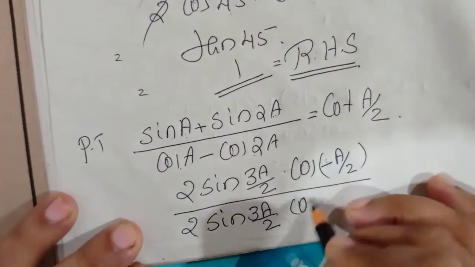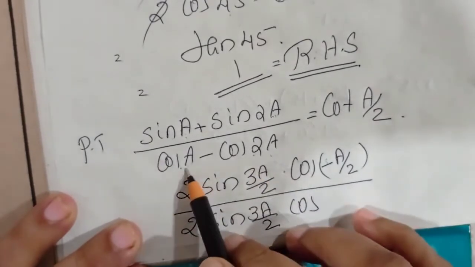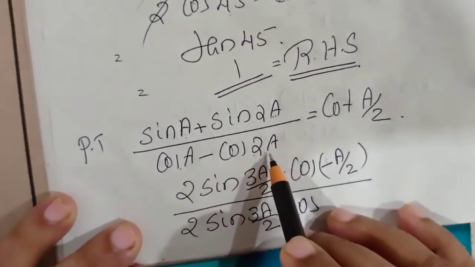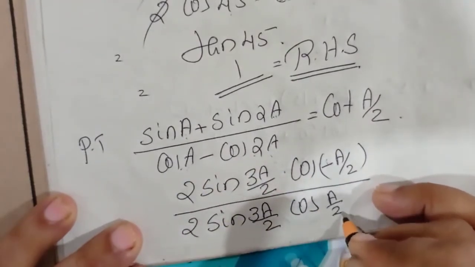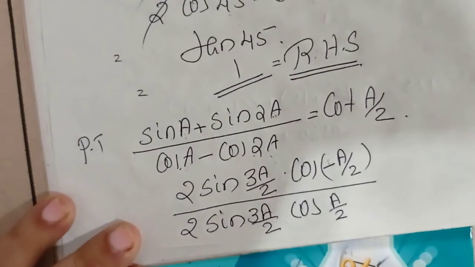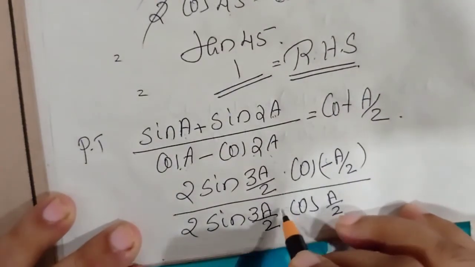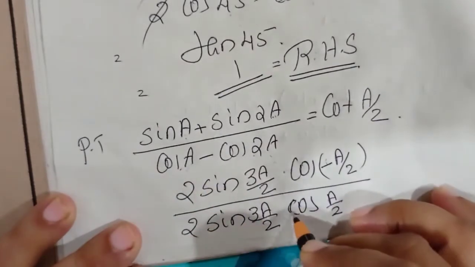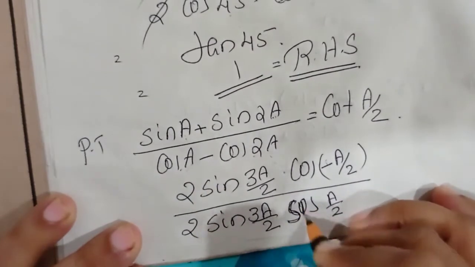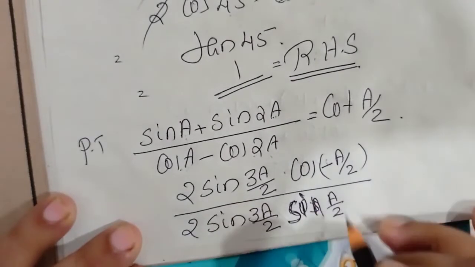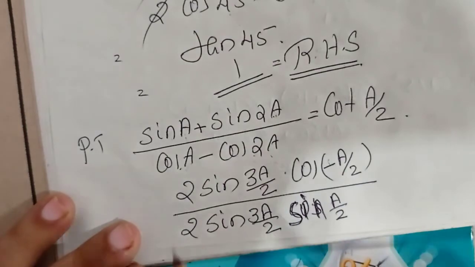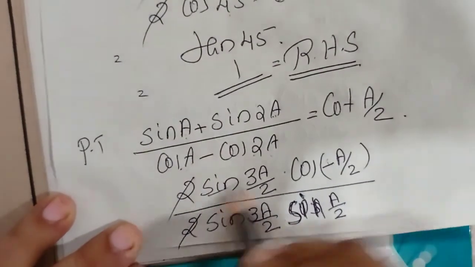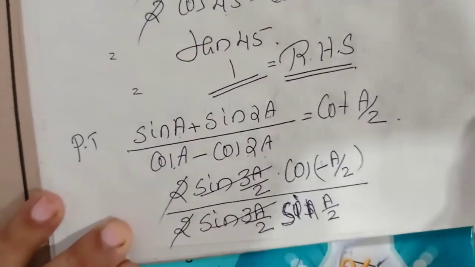And D minus C, 2A minus A, what is that? A by 2. Agree? Not cos, sin, isn't it? Cos C minus cos D, both sin. Change that: sin A by 2. Okay? Now 2 cancel. Sin 3A by 2, sin 3A by 2 cancel.